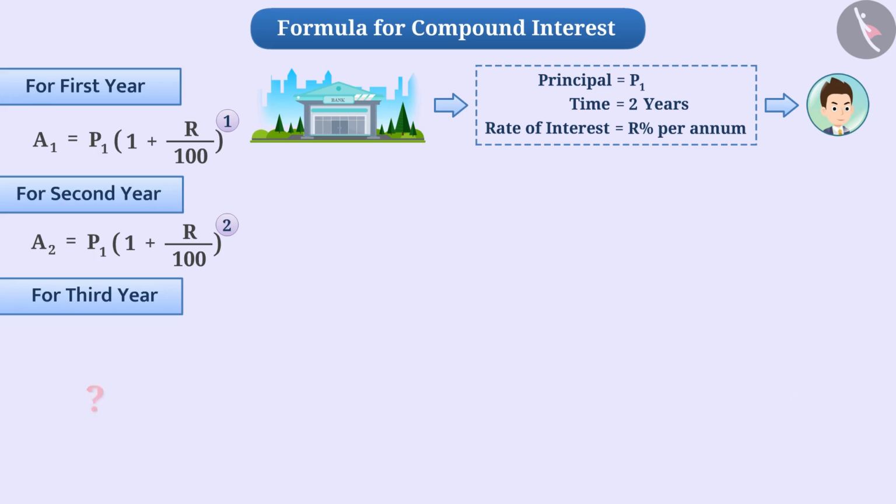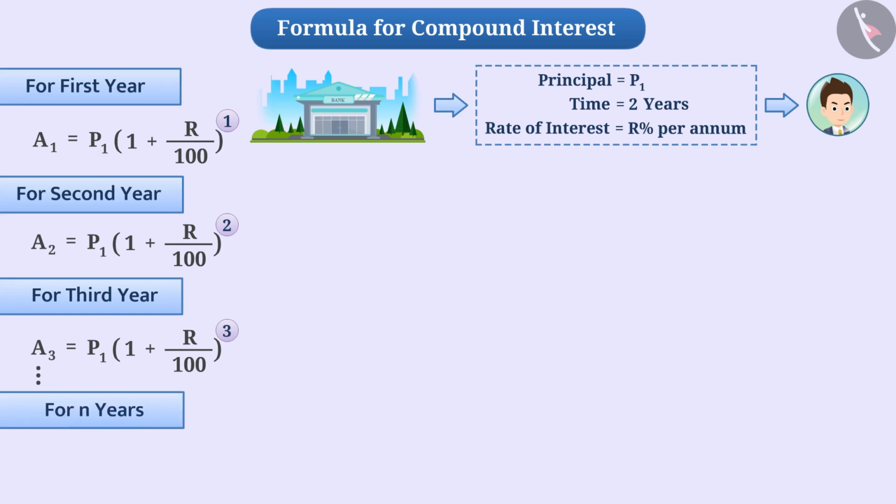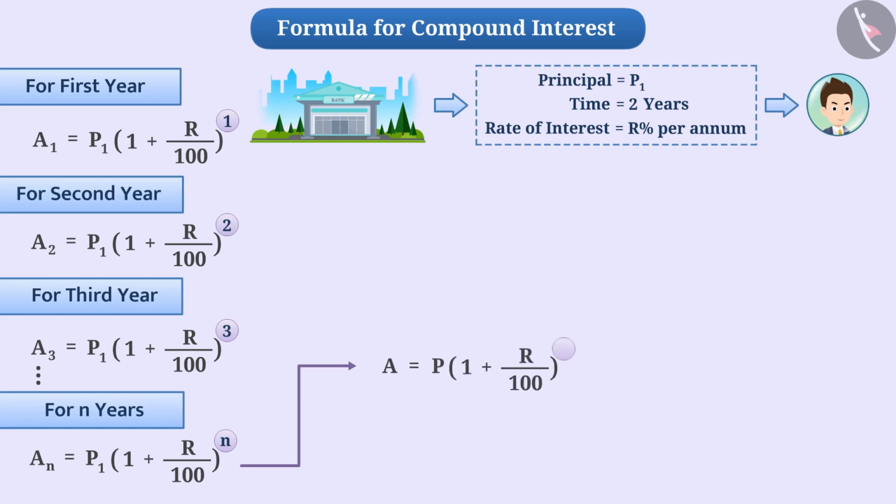Perfect. The formula would be, similarly, if we have to calculate amount for time period of n years, then we can write formula as An is equal to P1 into bracket 1 plus R by 100 bracket raised to the power n. Generally, we can write this as A is equal to P into bracket 1 plus R by 100 bracket raised to the power n, where P is the starting principal and A is the amount.